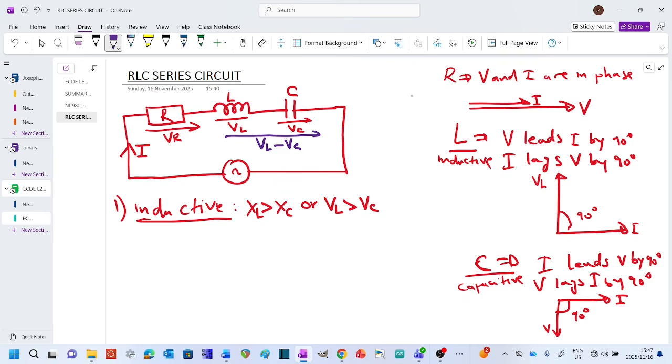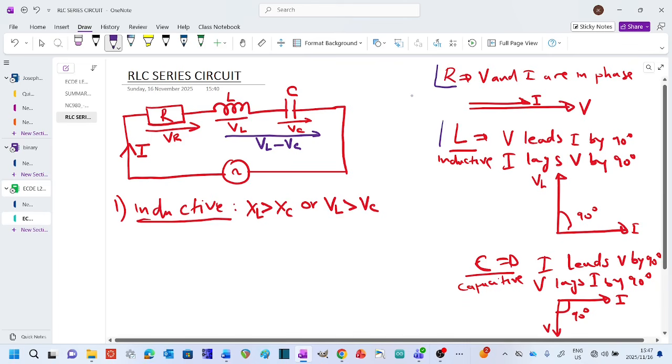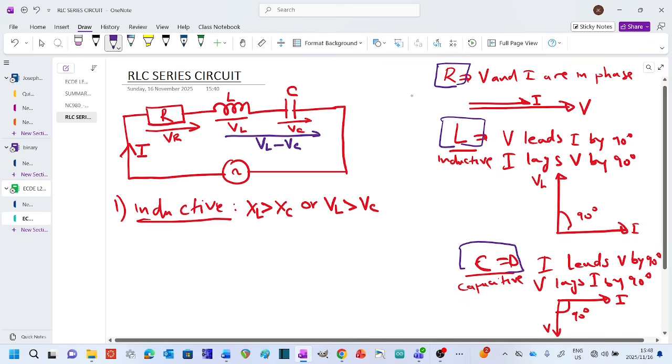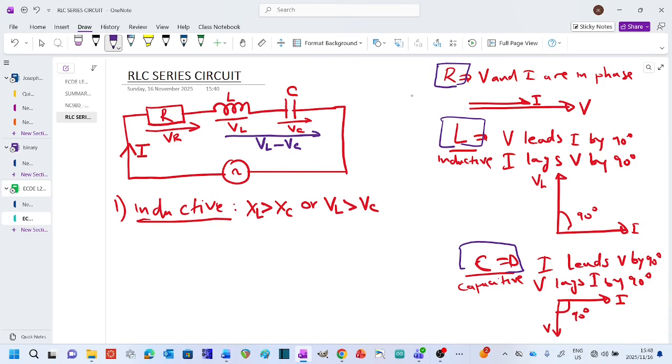So again, we are still referring to this resistive circuit, inductive circuit, capacitive circuit. We are still on this, but without forgetting that now we are not just using the vector called VL, we are using the vector called VL minus VC, because we have three components, the R, L, and C.